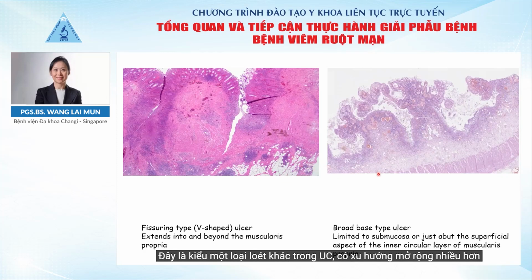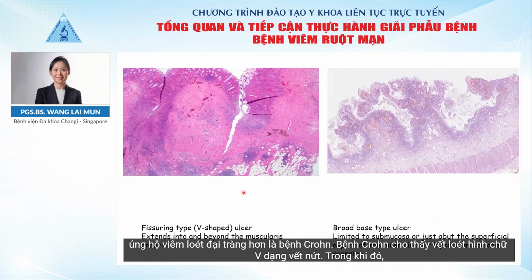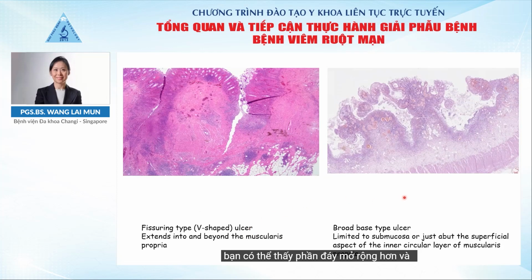Then there's the other type, the UC type ulcer, which tends to be more broad-based, like square-shaped rather than V-shaped. So it's a broad-based ulcer, and you can draw a line; it usually involves only the submucosa and doesn't really extend into the muscularis propria. So it's a superficial type of ulcer. This will help you favor ulcerative colitis rather than Crohn's disease. Crohn's disease gives you V-shaped fissuring ulcers, whereas UC is typically more broad-based, and you have flat pseudo-inflammatory polyps on the surface.